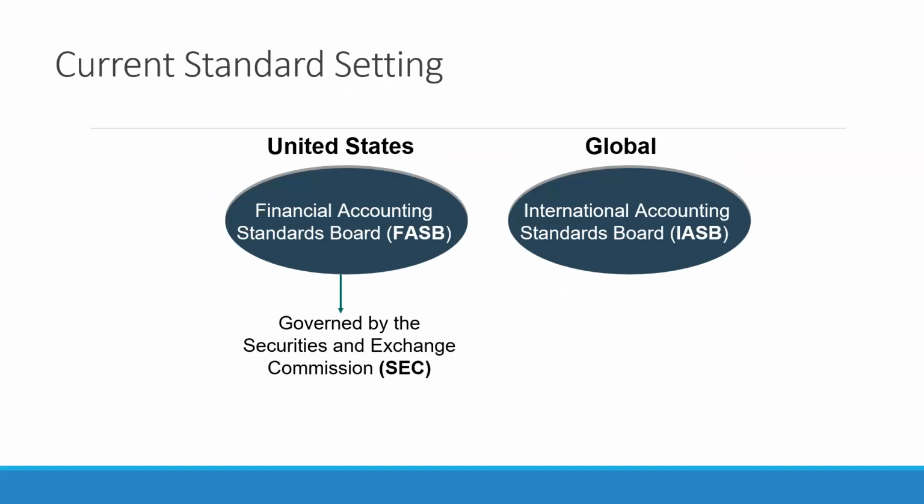The FASB is governed by the SEC, which is what oversees the stock market. The SEC was created basically in response to the stock market crash during the Great Depression to make sure that accounting standards were standardized so investors could actually know what they're looking at when they're looking at a business.